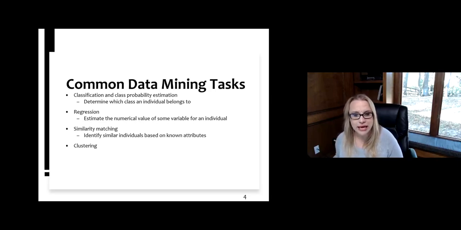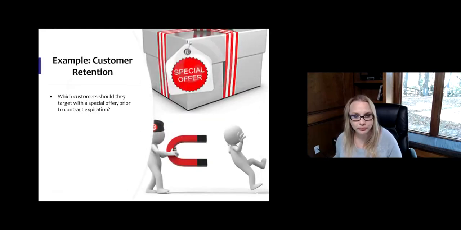Similarity matching would be identifying similar individuals based on known attributes. So you'd be trying to find similarities among different groups or individuals. And another one that's somewhat related but not exactly is going to be clustering. This is where you group individuals together by similarity.